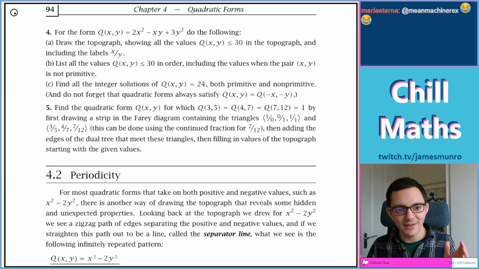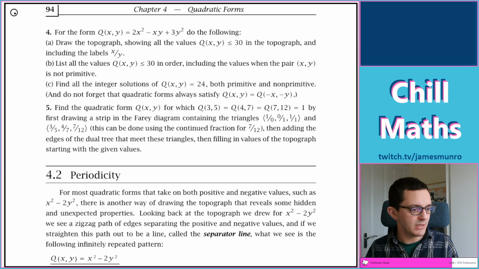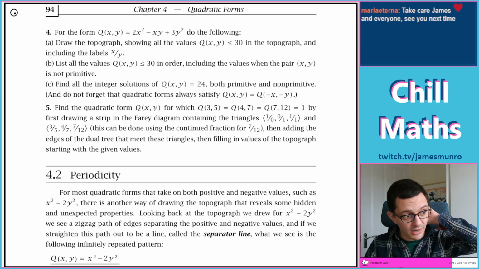Next time: periodicity, separating a line, root 2 is around here somewhere. We'll be back, I think, next week, as always checking what I'm doing. Yeah, back next week for more chill maths.